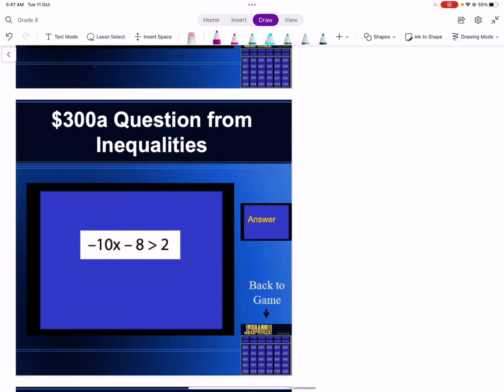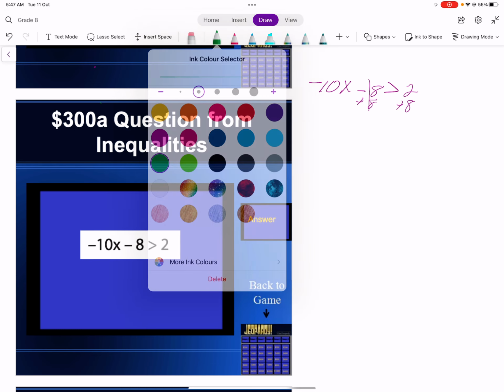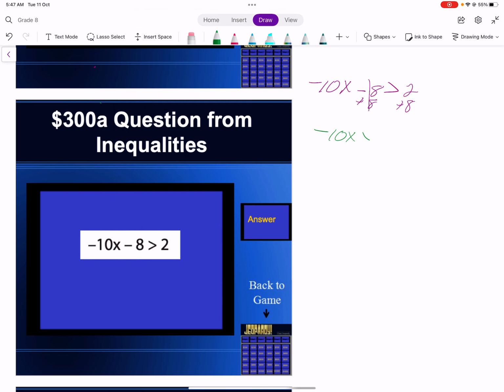All right, so for this one, we're just solving a basic inequality. So we have negative 10x minus 8 is greater than 2. And then from here, we're just going to solve for x. So we solve it just like we did in the equation. So we are getting rid of our minus 8 first by adding it to both sides. And then from there, now I have negative 10x is greater than 10.